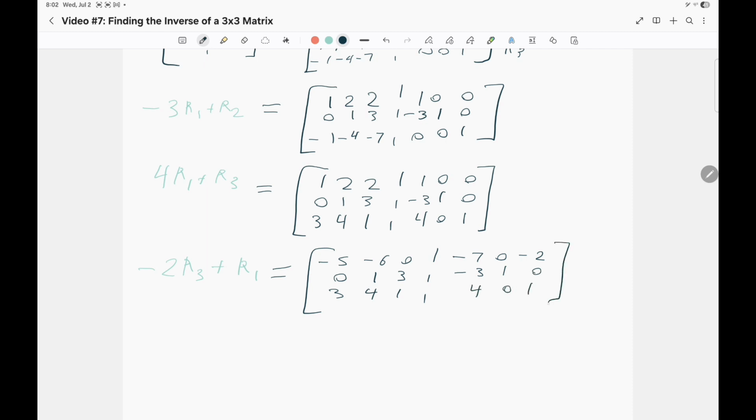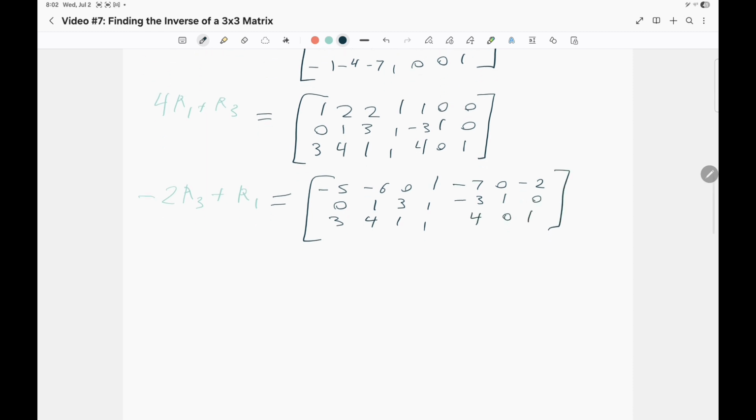Please don't forget to also do your row operations to the right as well. It's a really easy mistake to make. I don't blame you if you make it, but try to avoid it because it's a very silly mistake and we don't like making silly mistakes. All right.